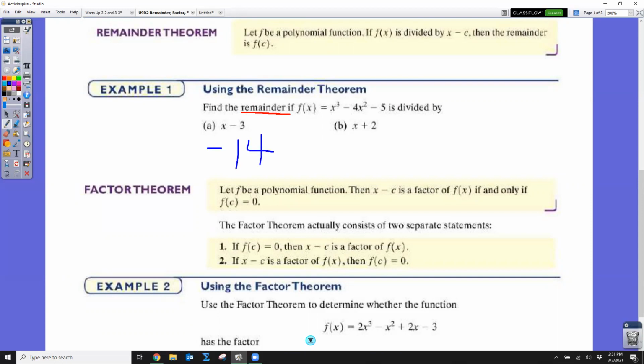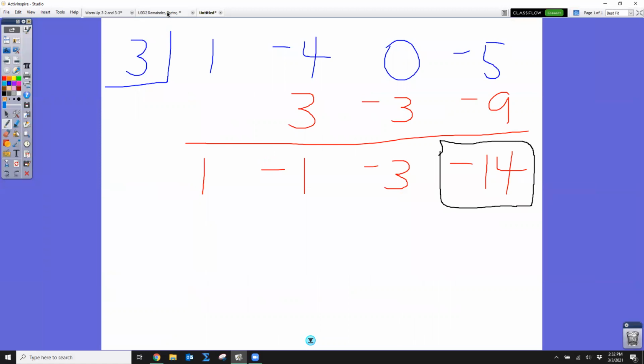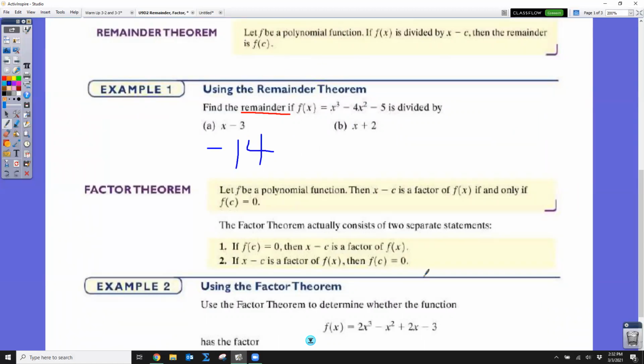Okay, so negative 14 is the remainder, and I'm going to go back up to this theorem. If f of x is divided by x minus c, which is what we did with the synthetic division, then the remainder is just f of c. So remember, we did the synthetic division. This 3 right here, what this theorem is saying is that f of 3 is actually equal to negative 14.